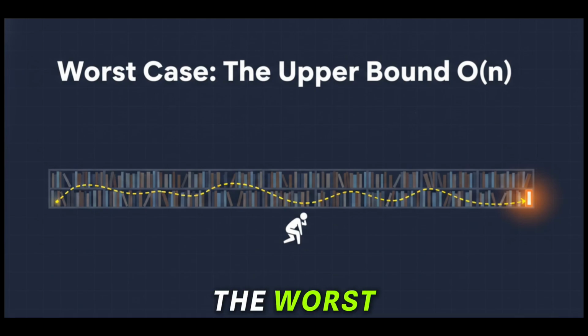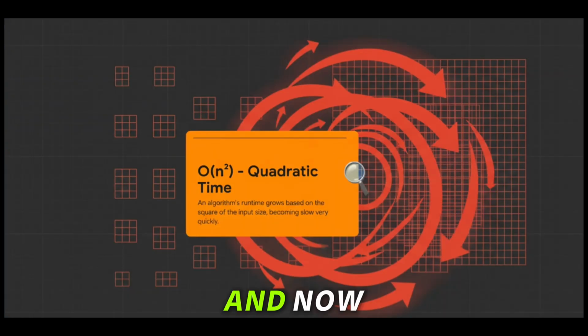So, what's the worst case in our linear search? It's having the worst luck imaginable. It's when the book you're desperately looking for is the very last book on the very last shelf in the very back of the library. You'd have to look at all n books to finally find it. That's our upper bound. And now, we get to our final scenario, O(n²), or quadratic time. If you find this in your algorithm, it should set off some alarm bells. This is where performance can get really, really bad, really, really fast, especially as your input grows.